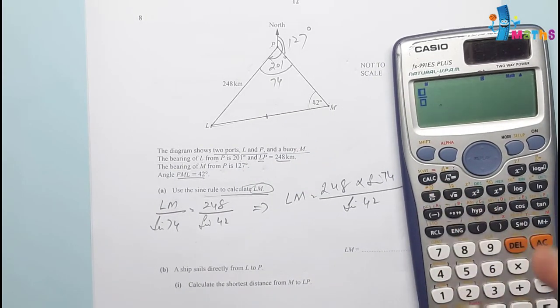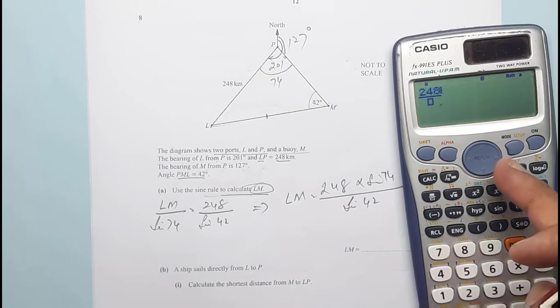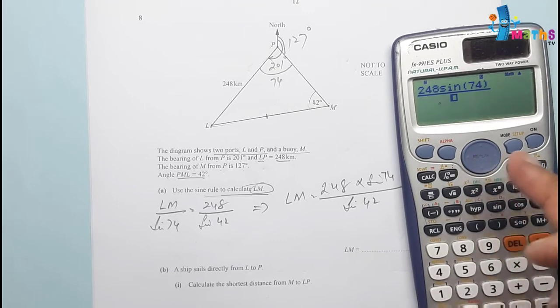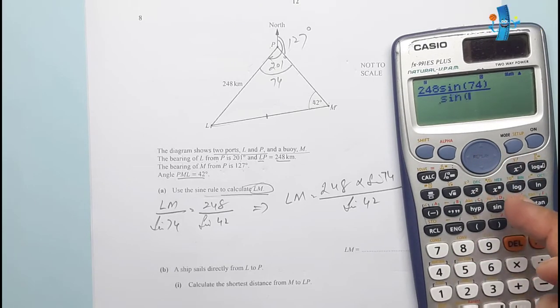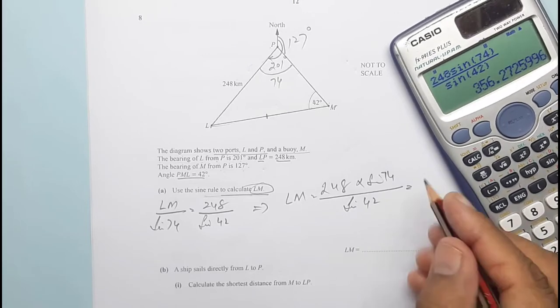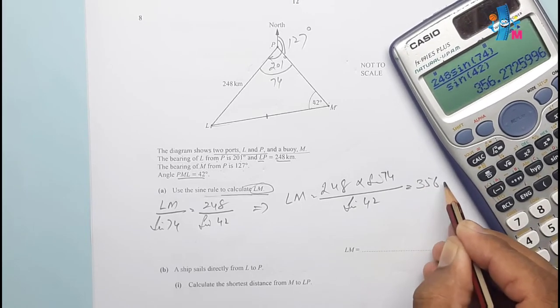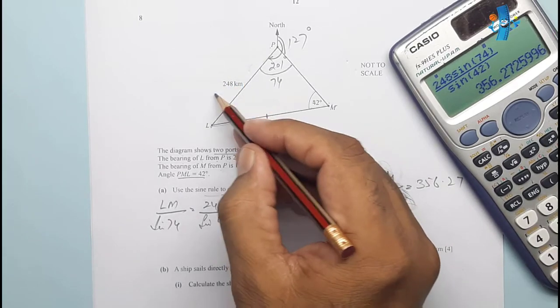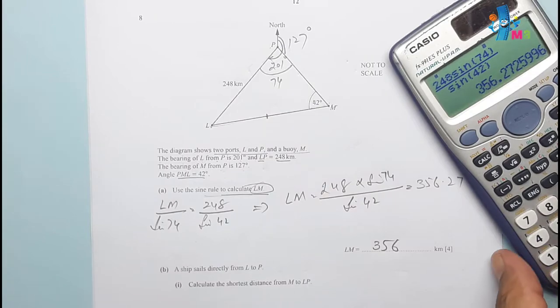So 248 into sine of 74 divided by sine of 42, and this will be giving us 356.27. So our answer will be 356 kilometers, because this is in kilometers, so this is also in kilometers.